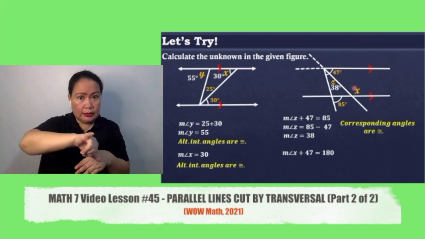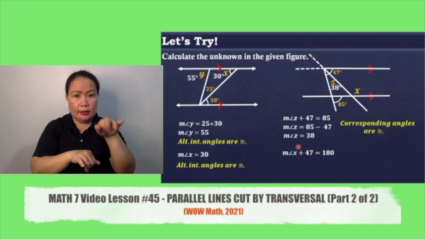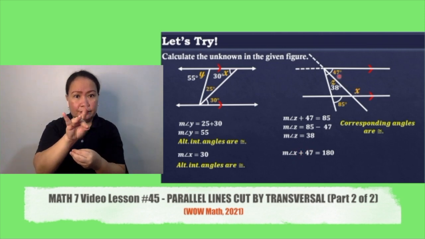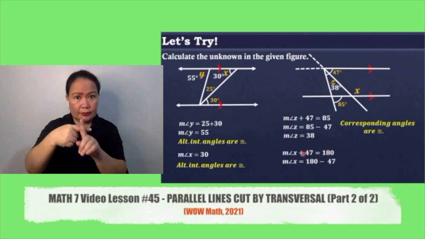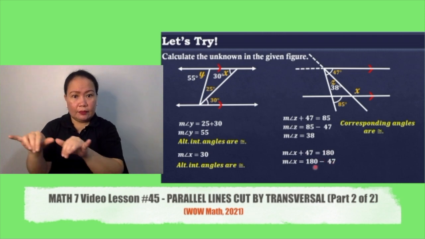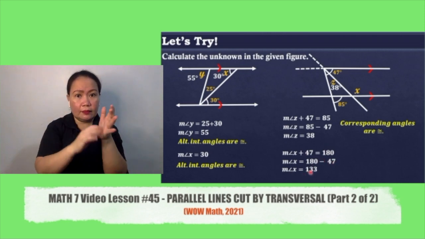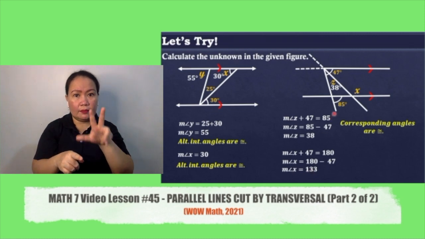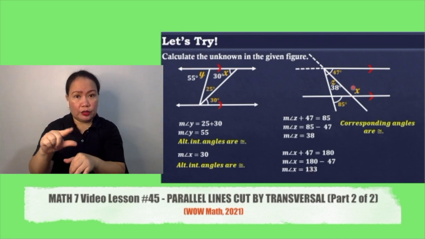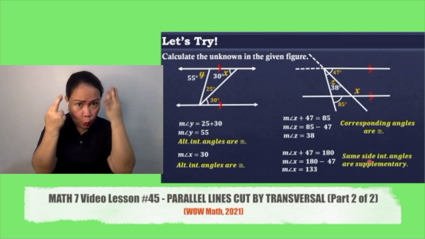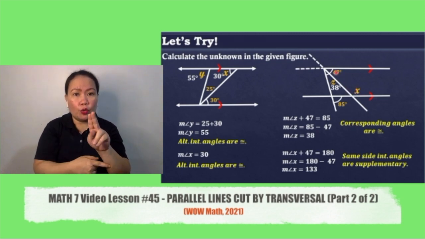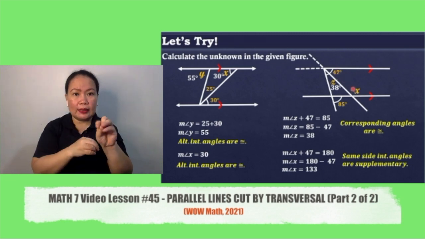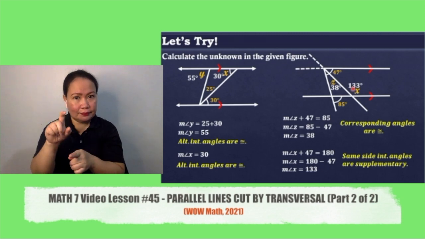So, kung supplementary, dapat si angle x, yung measure ni angle x mo at ni 47, dapat mag-equal sa 180. Okay? So, solve natin. We have 180, lipat natin doon, magiging minus 47. So, the measure of angle x is equal to 133. Okay. So, 133 ibig sabihin ito. Anong reason? They are same side interior angles are supplementary. So, itong dalawang to, ang relationship nila ay interior angles on the same side. So, dapat 180. So, therefore, your angle x is 133 degrees.